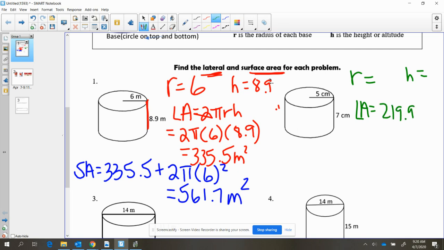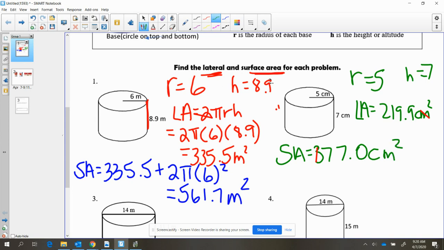219.9 centimeters squared, and that's going to come from multiplying 2 times pi times your radius, which is 5, times your height, which is 7. And your total surface area then is going to come from taking your lateral area plus 2 times pi times your radius squared. So you should have gotten a total of, when you calculate this, just over 377, so just beyond that, centimeters squared.